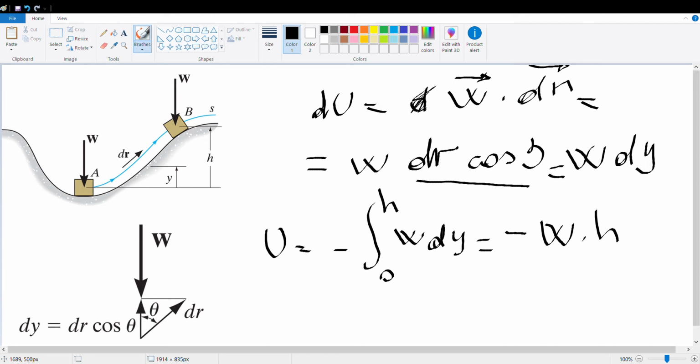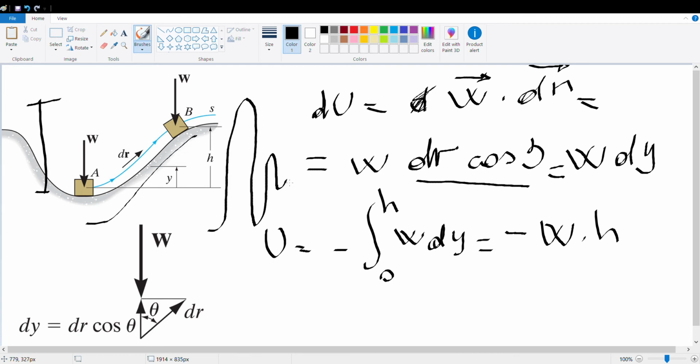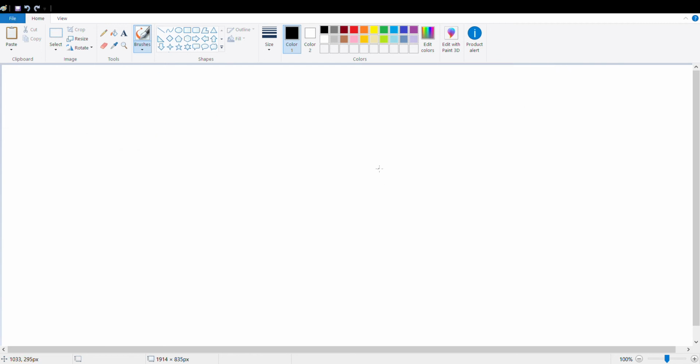So I can lift my box directly from here to here, or I can follow this path, or I can follow whatever path I want. At the end, I can go up and down how many times I want. If there is no friction, the work is going to be only due to the different height that the box had from initial and final point. So weight is a conservative force. Let's look at another conservative force, which is the force of a spring.